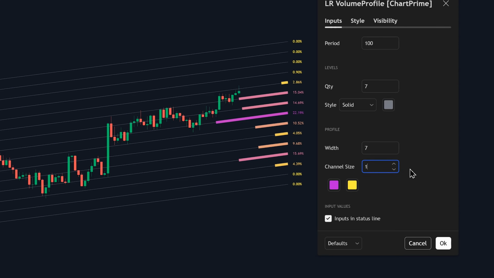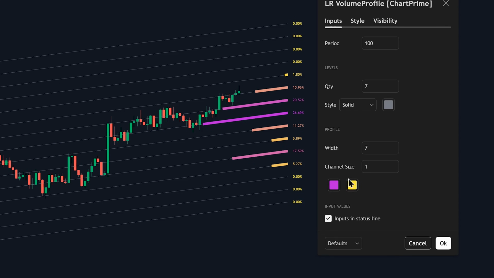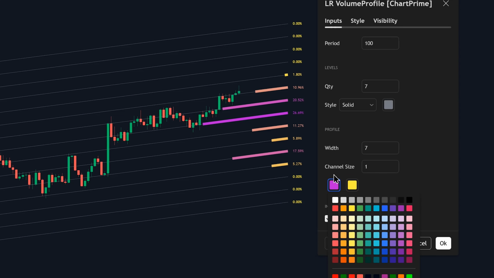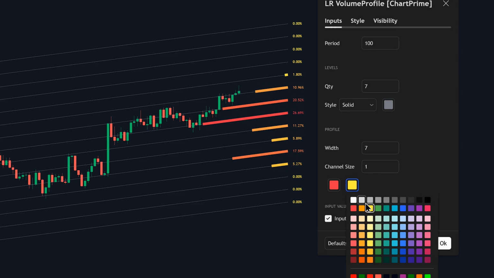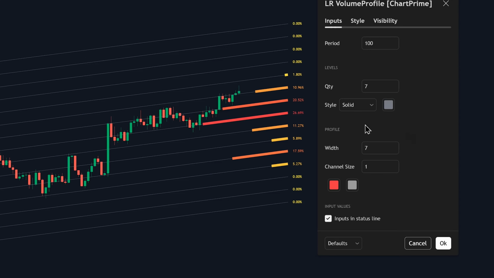You've also got those two color boxes. Looks like purple and yellow in the image. These let you set the color gradient for the volume bars, showing the shift from low volume areas, maybe yellow, to high volume hotspots, maybe purple or vice versa.